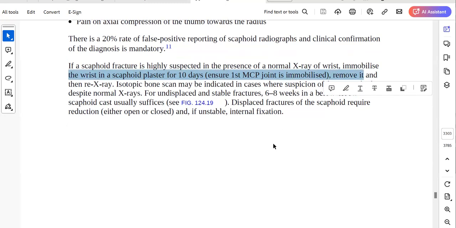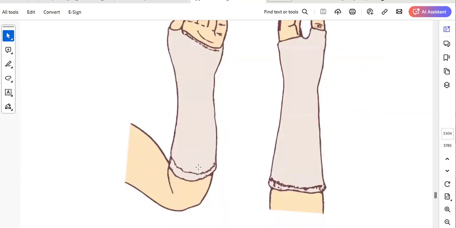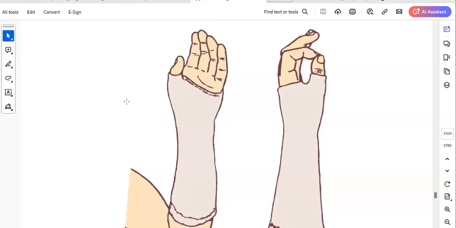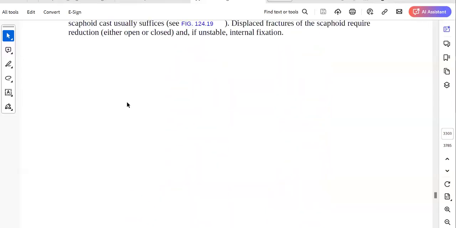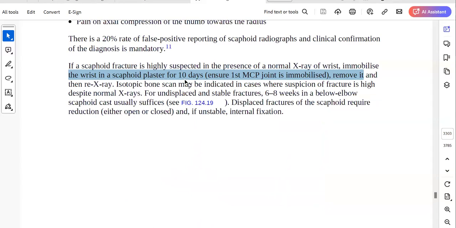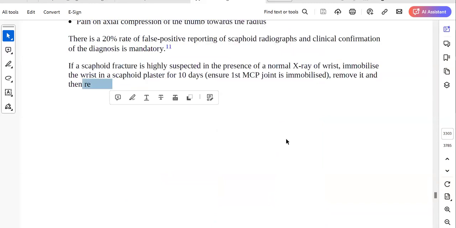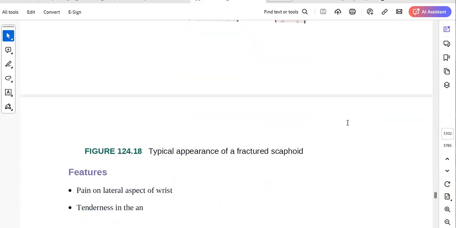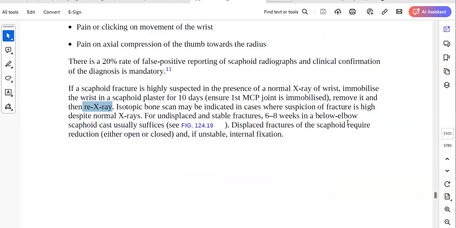So this is a scaphoid plaster. It's also a below elbow plaster, but it will involve the thumb up to the palmar crease or up to the knuckle. So this below elbow plaster has to be put on, and after 10 days, you will remove the cast and do a repeat X-ray. Sometimes if the initial X-ray is negative, after 10 days the X-ray can come back positive.